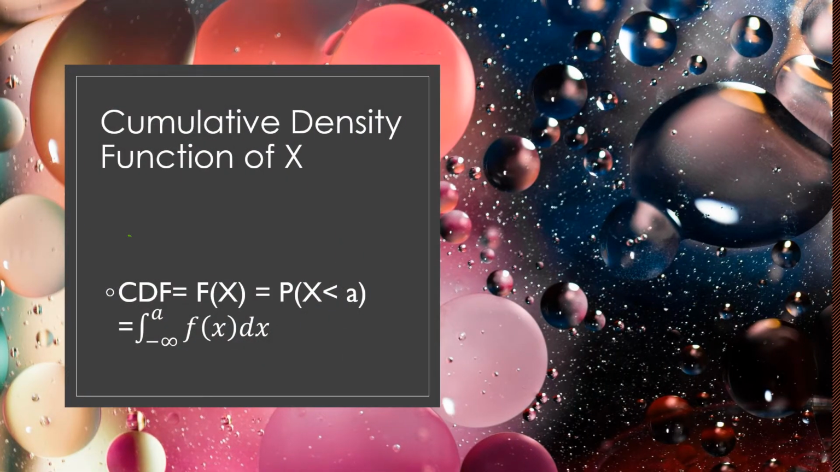If you are looking for a cumulative density function, that is when you want to accumulate the function, p of x less than a will be the integral from negative infinity to a of whatever function you have with respect to x. In a discrete case, you take the summation, whereas in a continuous case, you take an integral.